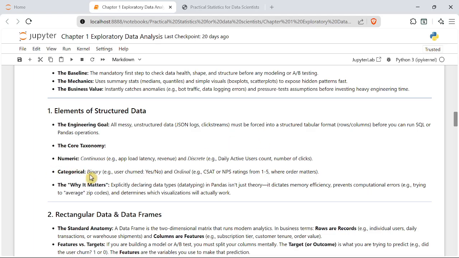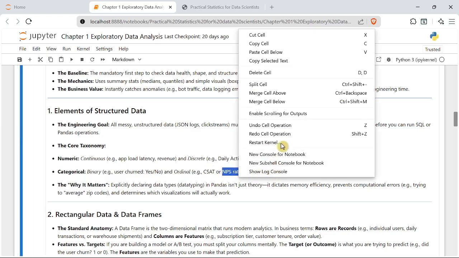Categorical. Categorical data is further divided into two parts, binary and ordinal. Binary, as the name suggests, has just two outputs, like yes or no. Ordinal data, example CSAT or NPS ratings from 1 to 5 where order matters. CSAT stands for customer satisfaction rating, like whatever ratings we get, that we have to rate 1 to 5. That's a type of ordinal data.